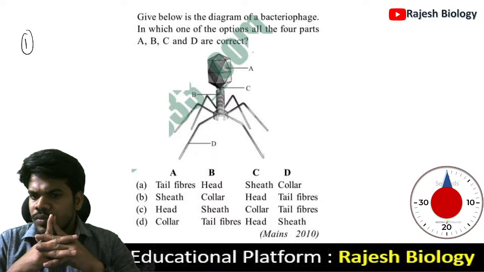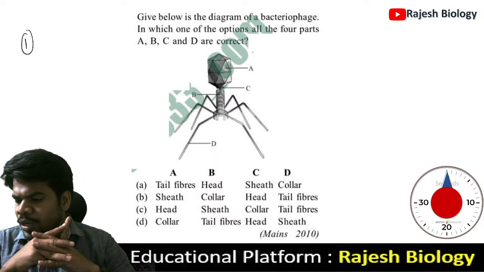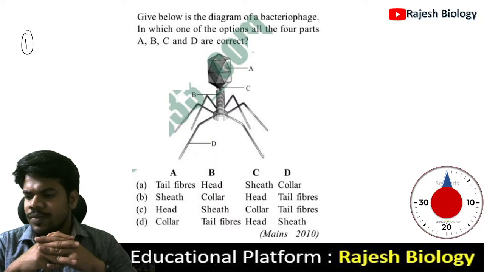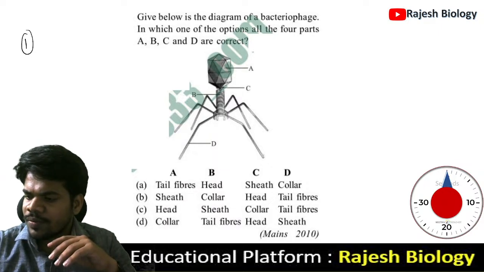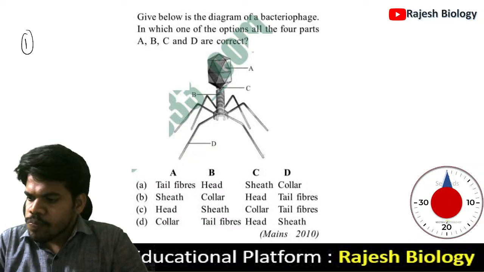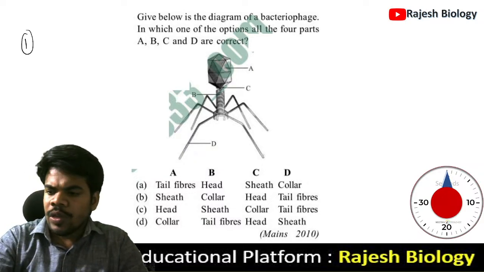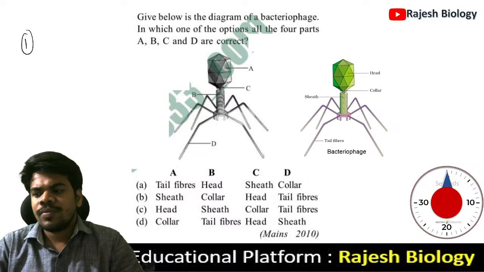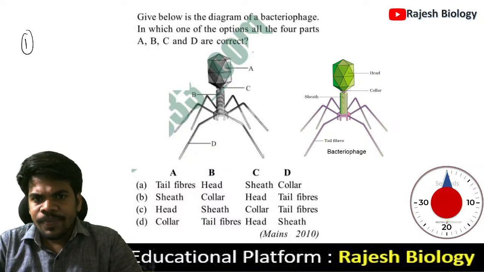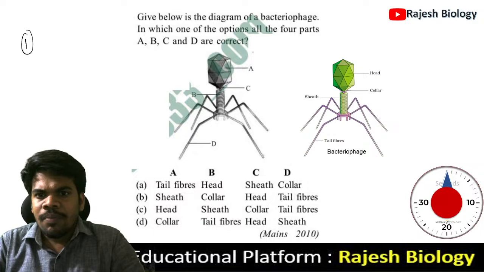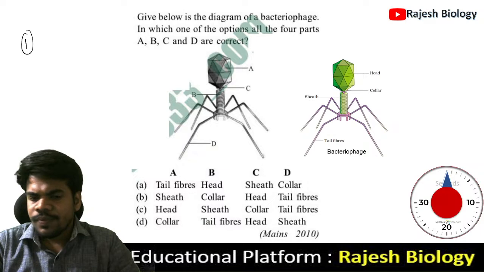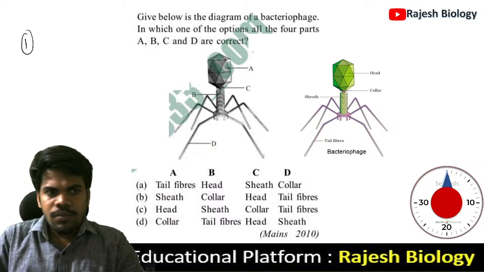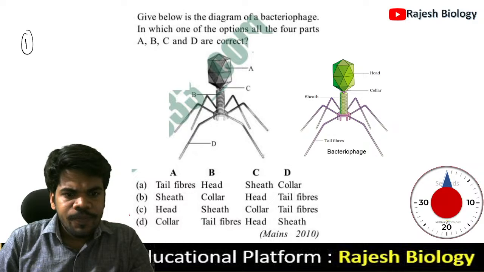So let me check the students who are going to tell the answer for the first. They are going to crack the NEET examination. I'm going to give the clue also. The diagram is from the NCERT textbook. Can you say now the right answer? A is head, C is collar, B is sheath, and D is tail fibers. So the right answer is option C.